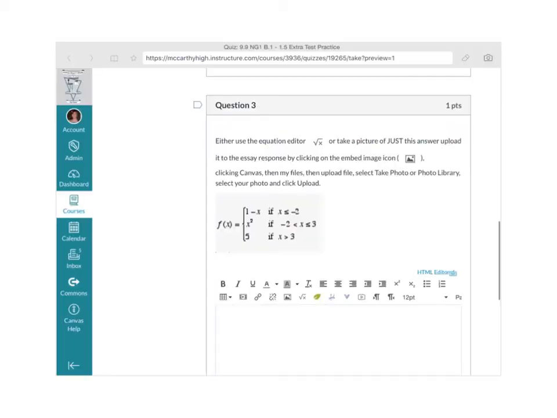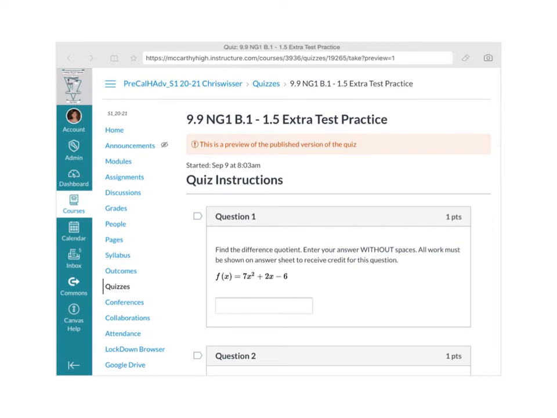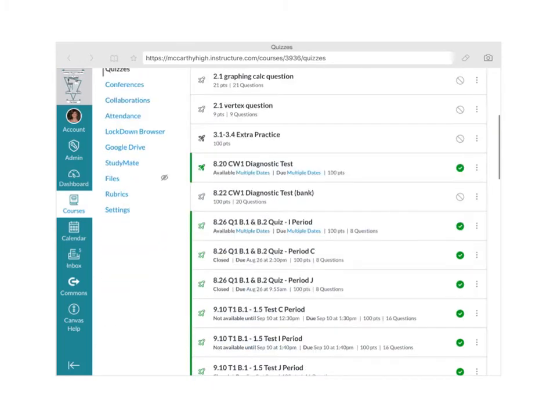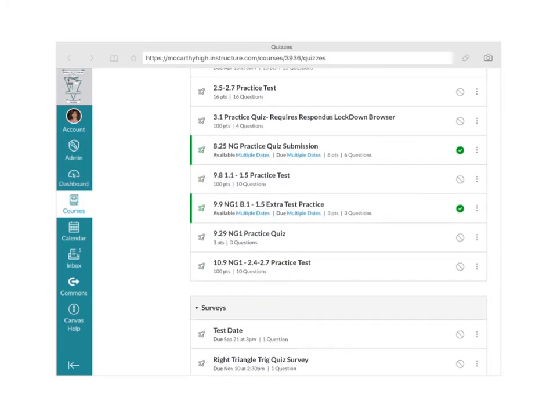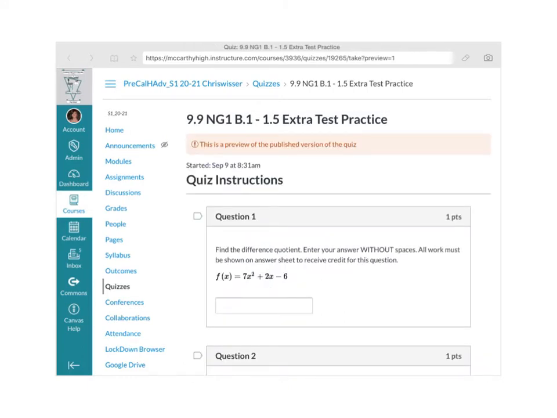Go to Canvas. I think I put it on the module, but also if you go to quizzes, you're going to see something that says today's date. It's under practice quizzes. NG B1 to B5 extra test practice, and I want you to click on that, and then go ahead and start it. I only put 3 questions here, but I would say that these are 3 of the harder-ish ones, or at least 3 different types of format for entering your answers.